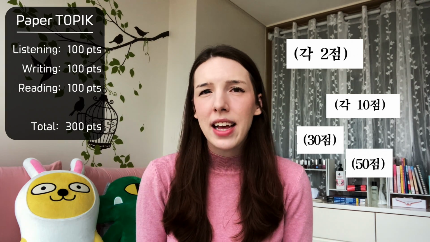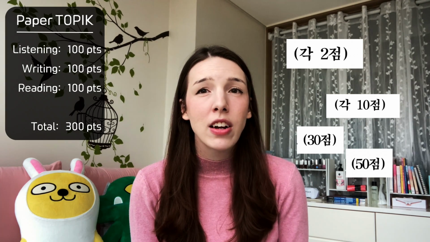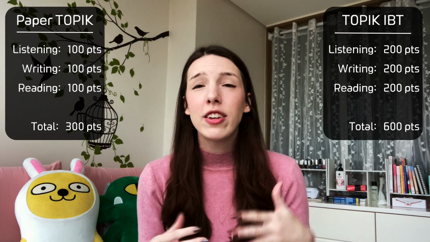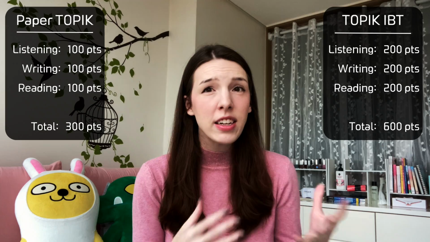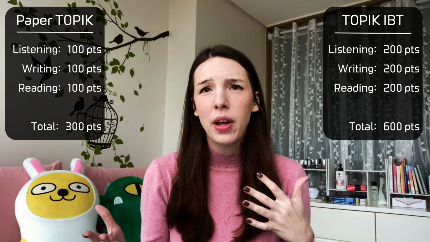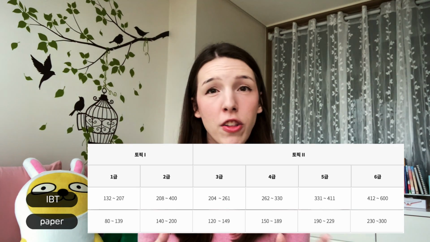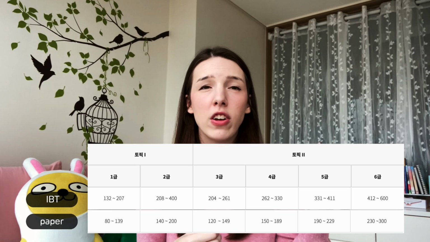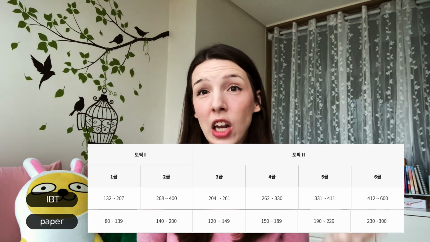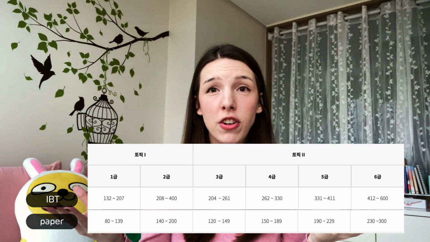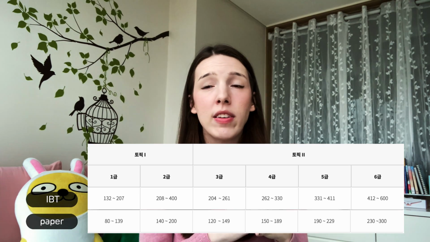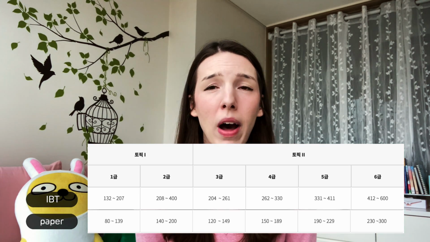However, the new computer-based test is a lot more vague and unclear in how it's scored. Instead of being 100 points per section for 300 total, it's 200 points per section, so 600 total. However, it's not as simple as just doubling the score, because if you look at the 6 levels and what their score ranges are, they're actually quite different. The new version's levels all seem to be significantly lower than the original version if you had just doubled the original, so it's a little bit unclear as to why that is.